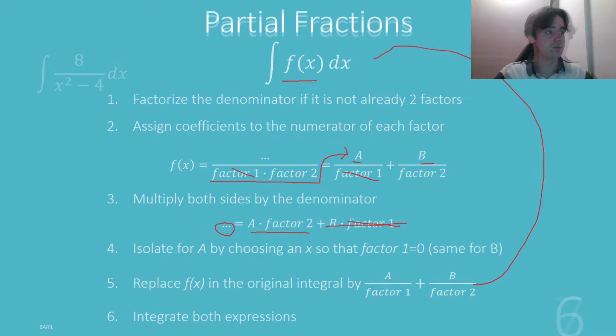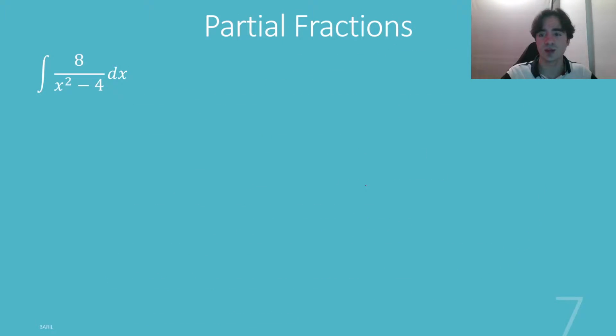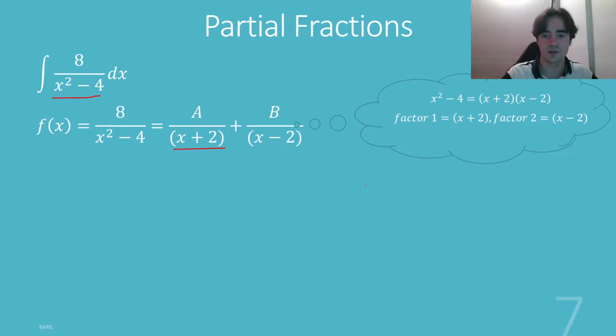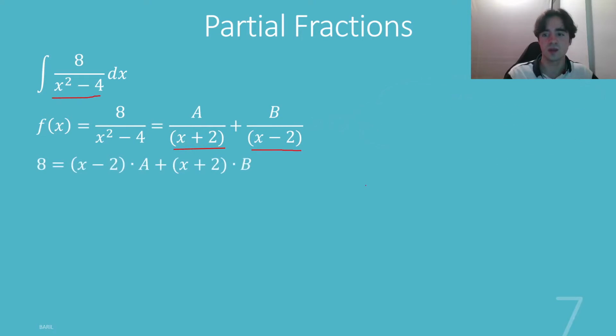Let's look at that. For this example, the denominator is not factorized, so we're going to go ahead and do that. Factor 1 will be x plus 2, and factor 2 will be x minus 2. Then we multiply both sides by the denominator, which leaves us with this expression. And to isolate for a, we'll put x is equal to minus 2, so that we're left with 8 equals minus 4a, so a is equal to minus 2.